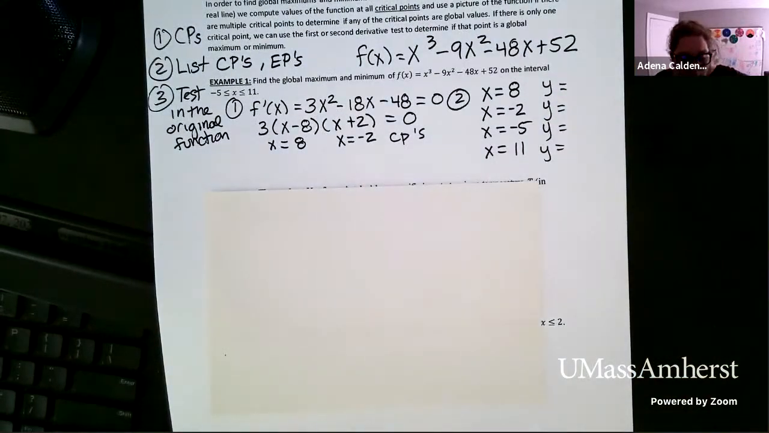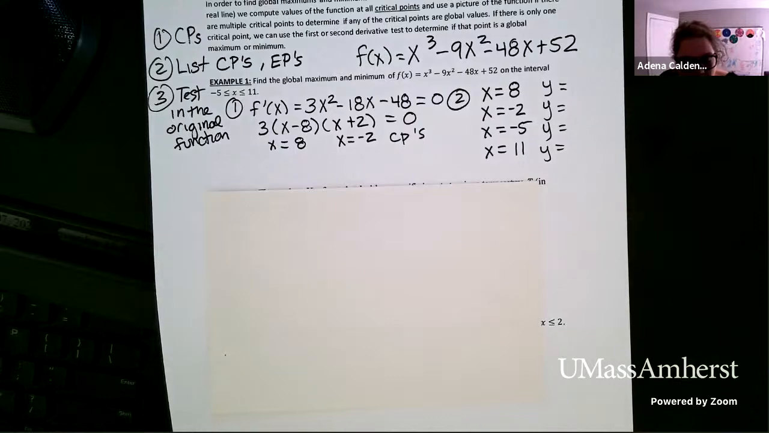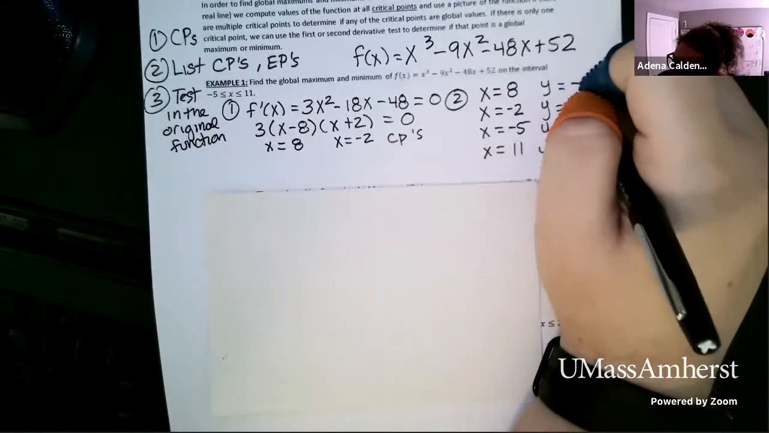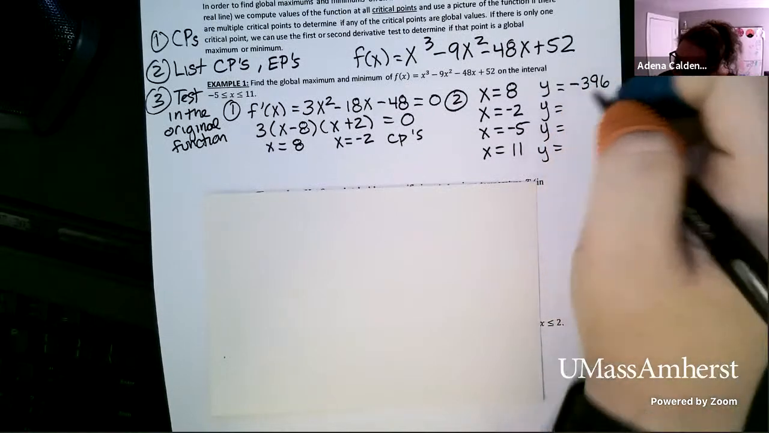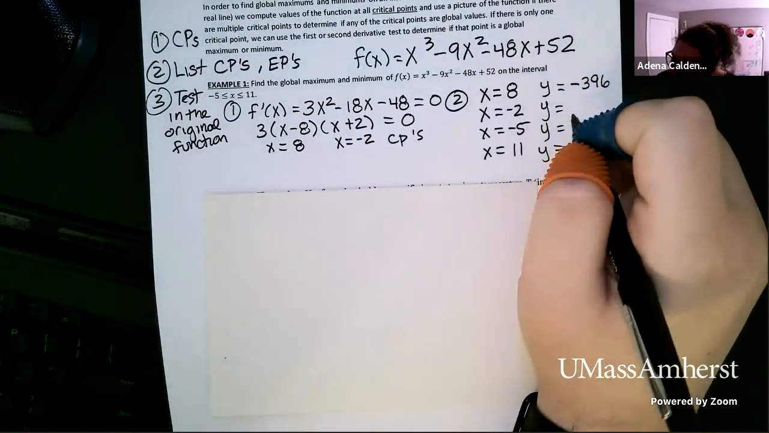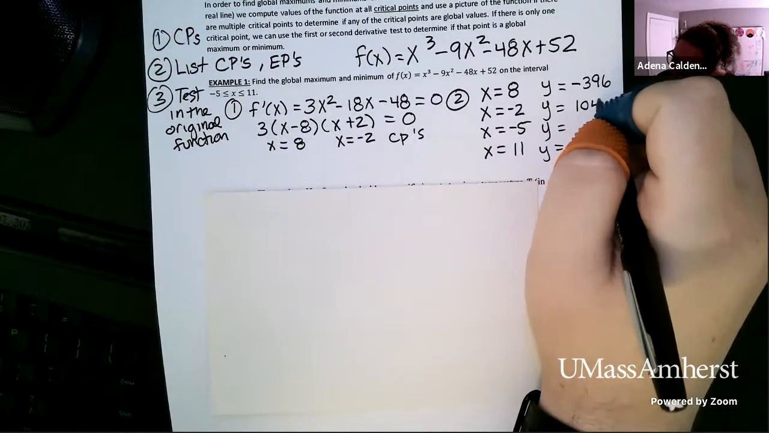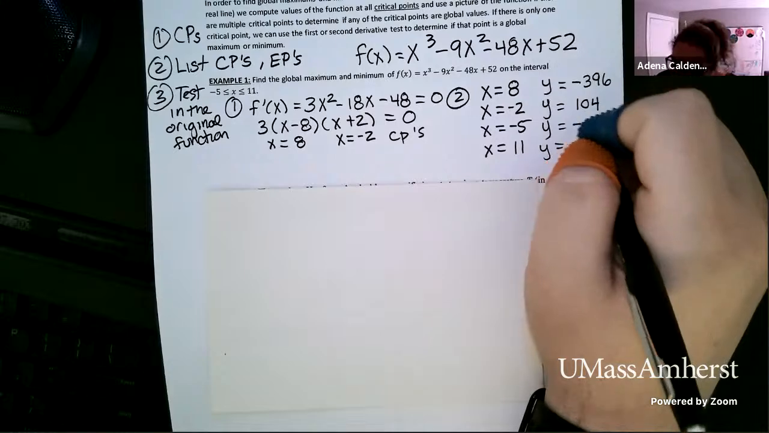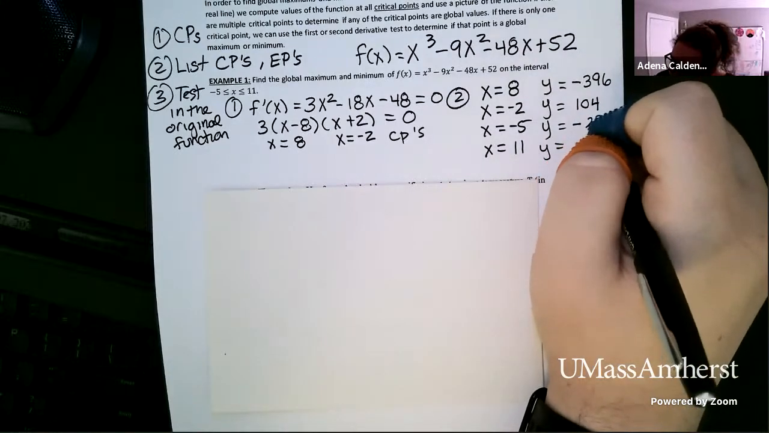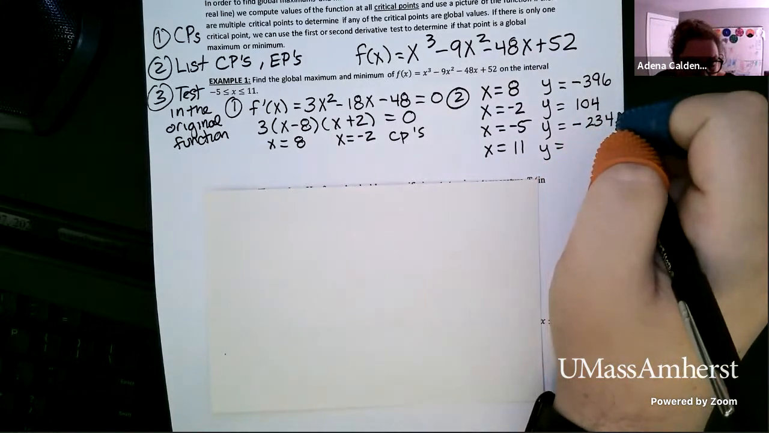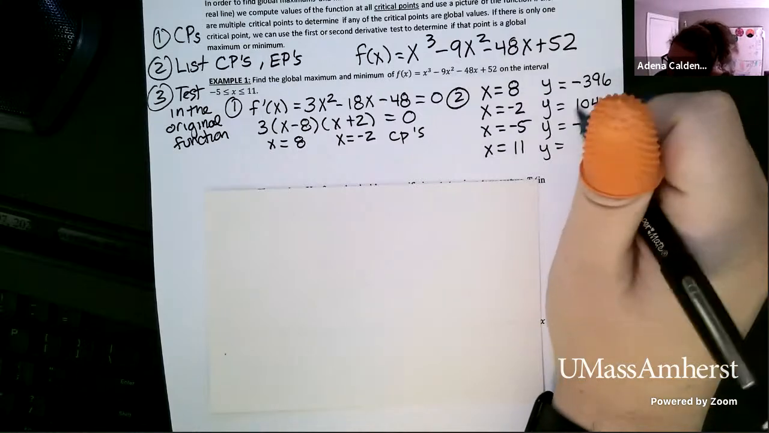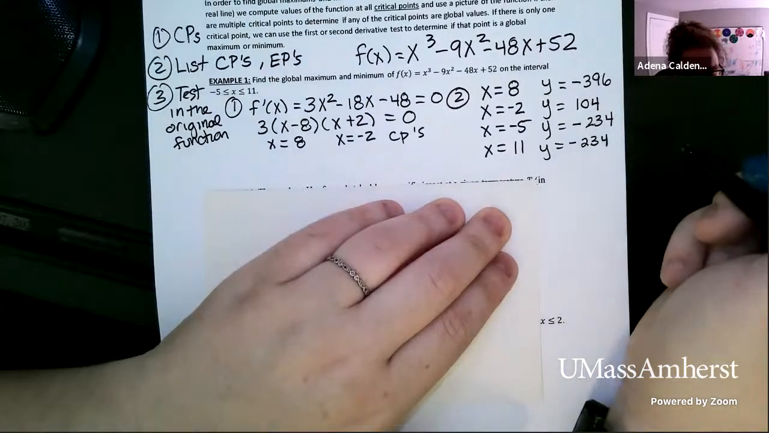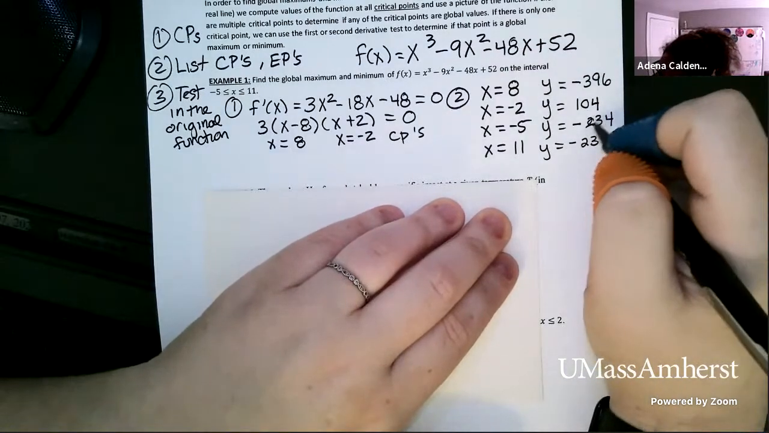Okay, so I did that on my calculator. When I plugged in 8, I got -396. When I plugged in -2, I got +104. When I plugged in 11, I got -234. And when I plugged in -5, I got -58.